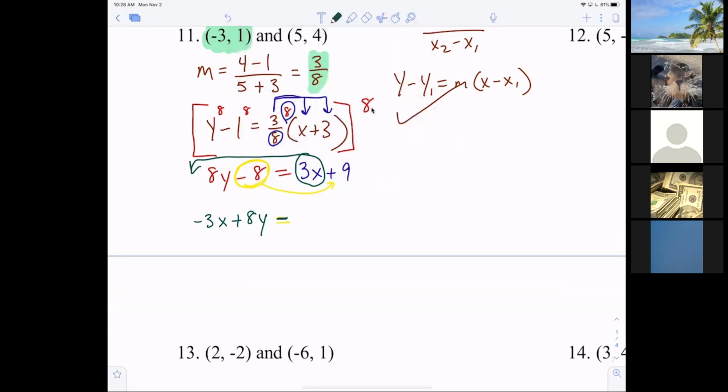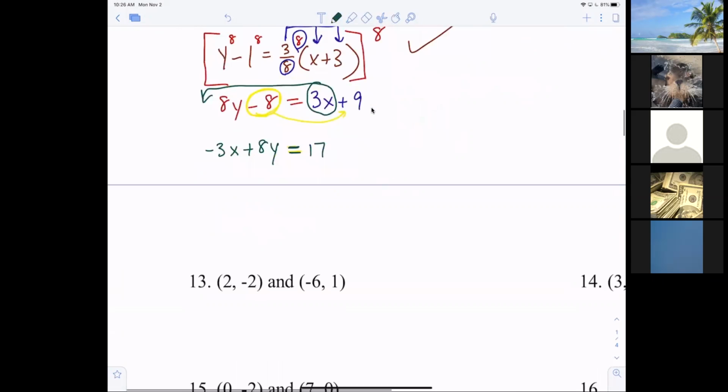There you have it. We're almost done. Are we allowed to have x negative? Change all the signs. So that becomes 3x minus 8y equals negative 17.